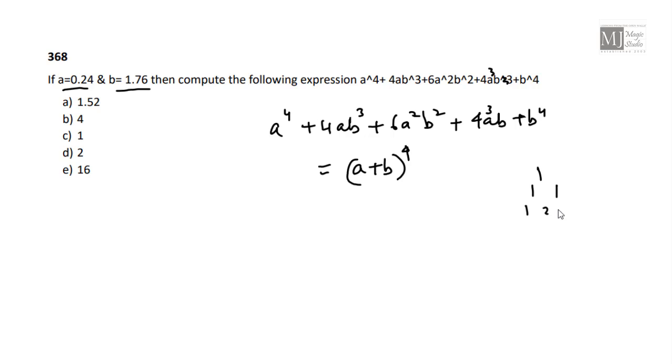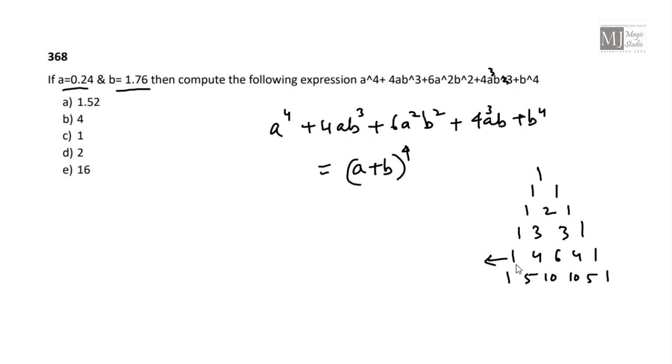What's this Pascal triangle? 1, 1, 1, 1, 2, 1, 1, 3, 3, 1, 1, 4, 6, 4, 1, 1, 5, 10, 10, 5, 1. These all help us in writing the coefficients of binomial expansion. A plus b to the power 4.